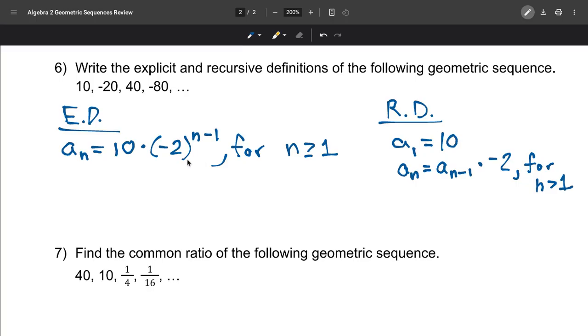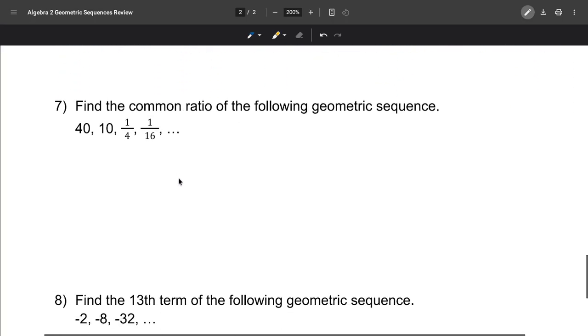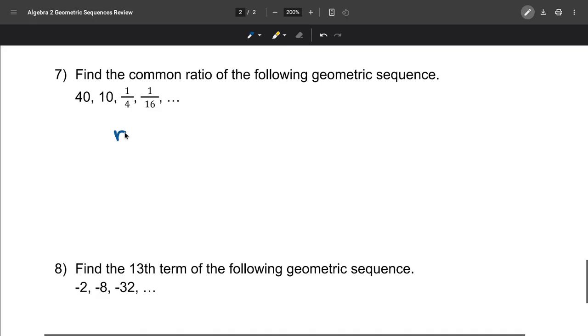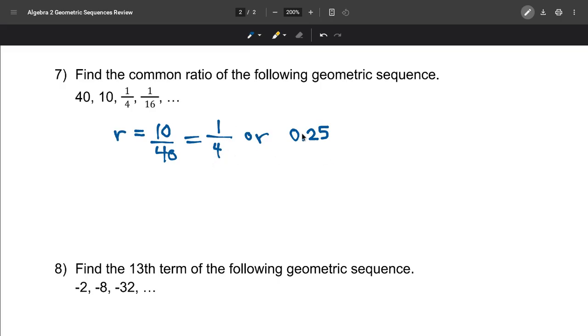All right, problem 7. Find the common ratio of the following geometric sequence. The easiest two terms are the second and the first term, so I'm going to divide the second by the first. I can simplify this fraction and leave it as 1/4, or I could do 0.25. So it's best to leave it as a fraction like 1/3 when it's a non-terminating decimal. But if it's a terminating decimal, you can leave it as a decimal.